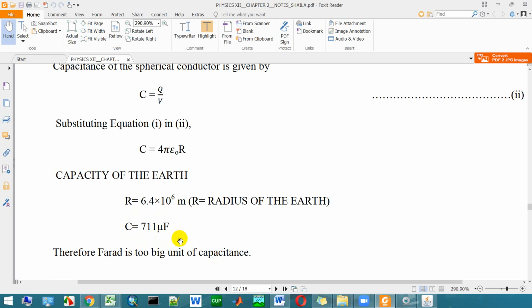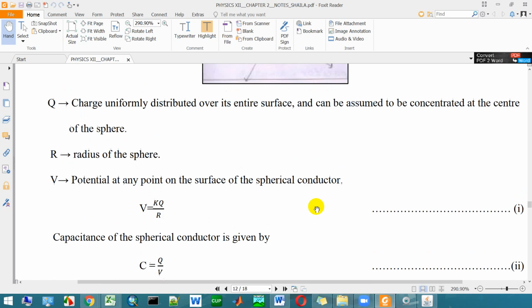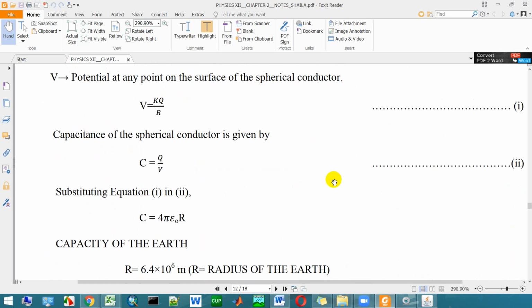So we use smaller units: 1 millifarad is 10 raised to the power minus 3 farad, 1 microfarad is 10 raised to the power minus 6 farad, 1 nanofarad is 10 raised to the power minus 9 farad. A very important point to note is that it is difficult to construct a capacitor with capacitance in farad, because we have proved it in these steps, taking the value of the radius of the earth and substituting it here. So this is about the capacitance of an isolated spherical conductor of radius r.